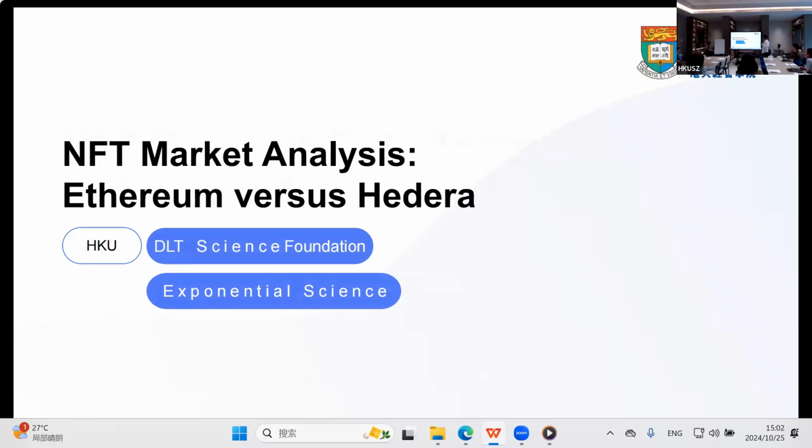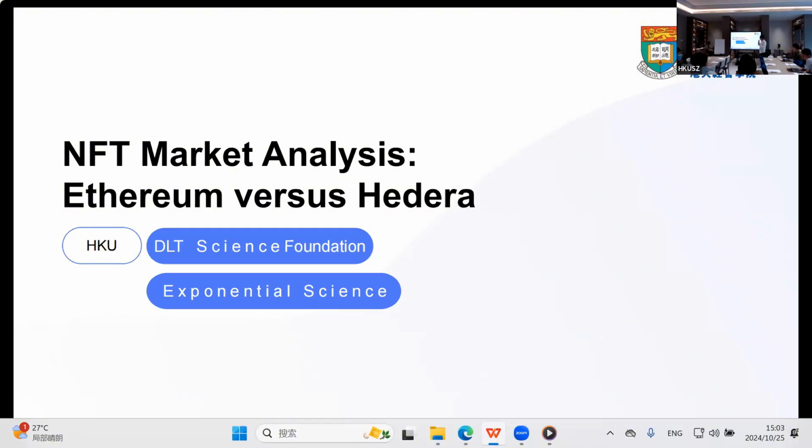So basically, for the first half, we will talk about the NFT market analysis. How should we think about non-fungible tokens? Non-fungible tokens are on the blockchain and represent something unique, like images, music, basically any type of digital art that is unique can be represented by a non-fungible token.